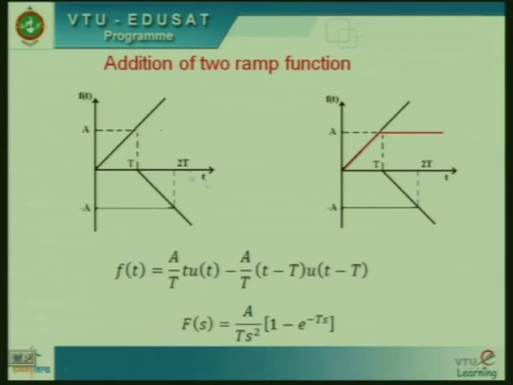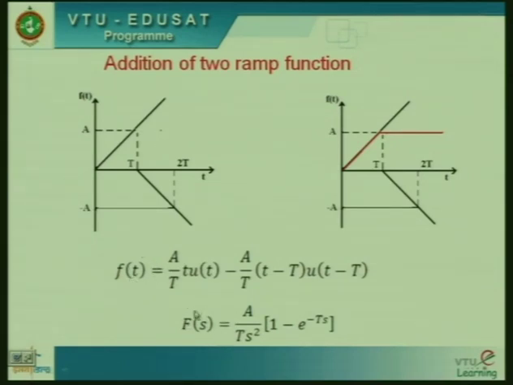So, now coming back to the equation, let us try to find the Laplace transform of the resultant wave. If I add a ramp of nature a by T, t into u(t), and another ramp with the equation a by T, (t minus T) u(t minus T), we get a resultant function which has a slope of a by T up to point T, and later on it has a constant magnitude which is equal to a. So, let us find the Laplace transform of this function.